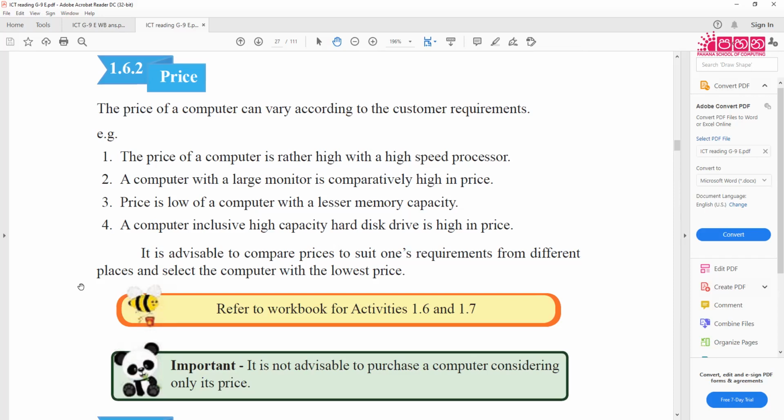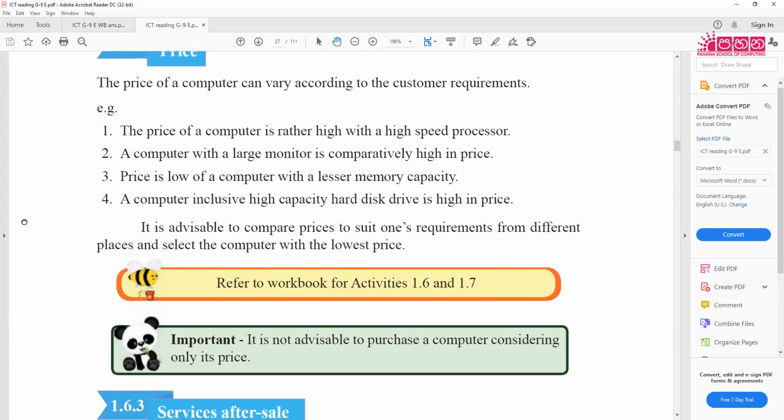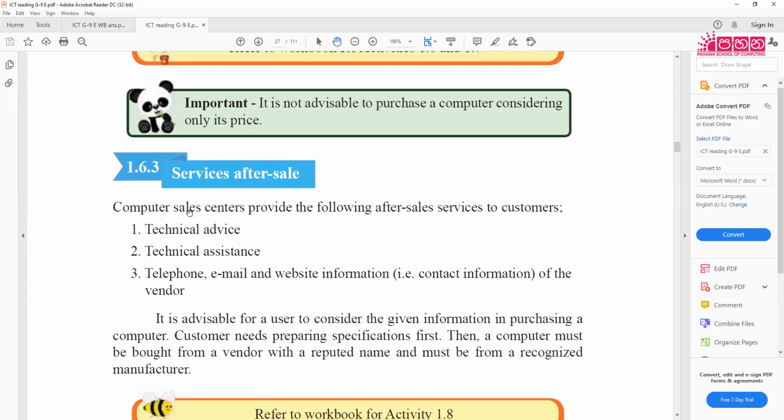So what is recommended is to decide depending on your requirements. Not to say that you are going to go for the lowest price. Sometimes we might decide, okay, we'll go for the lowest price. Then you will later figure out the computer that you have selected is not suitable for your purpose. So remember, your requirements are more important than the price, right? So that's what we have completed.